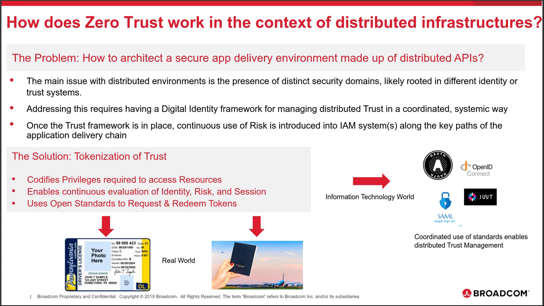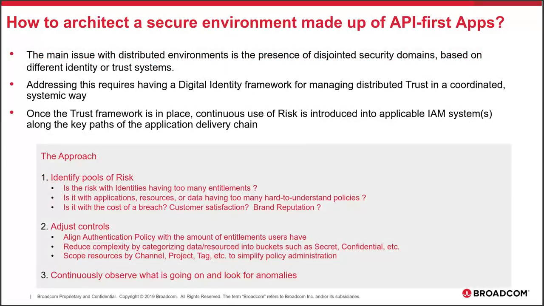So let's talk a little bit about how it actually works. As I mentioned, the main issue with distributed environments is that we have disjointed security domains. How do we solve this? The first thing is we need to be able to identify risk pools. I call it risk pools because in order to model access, in order to model the policy infrastructure, we have to understand where the risk hides.